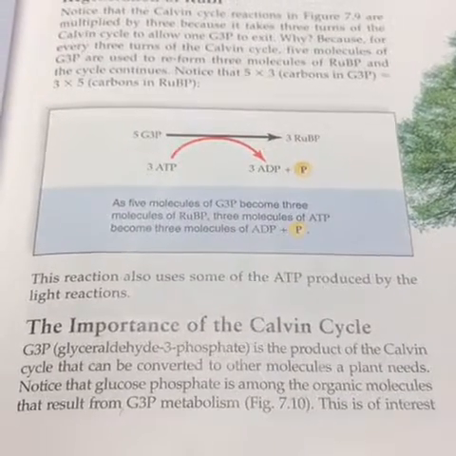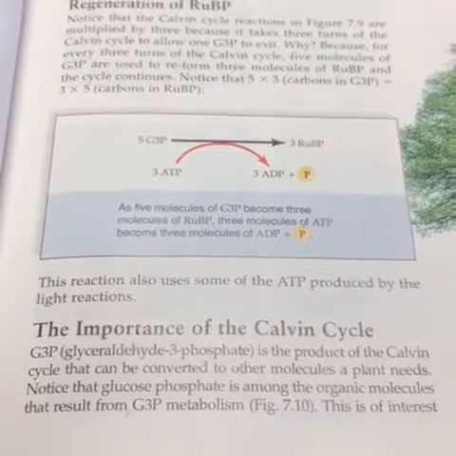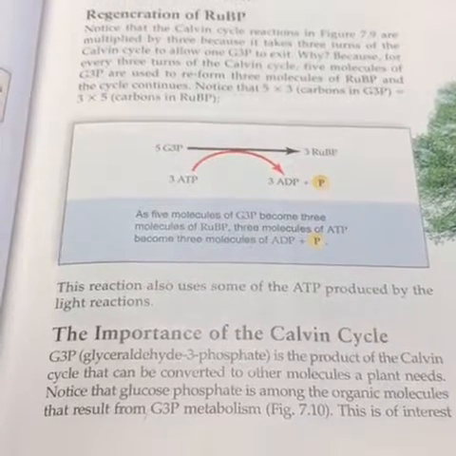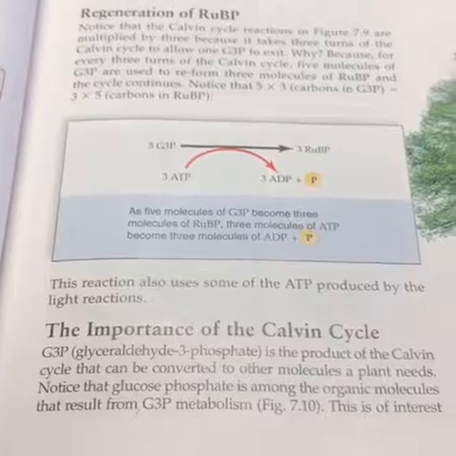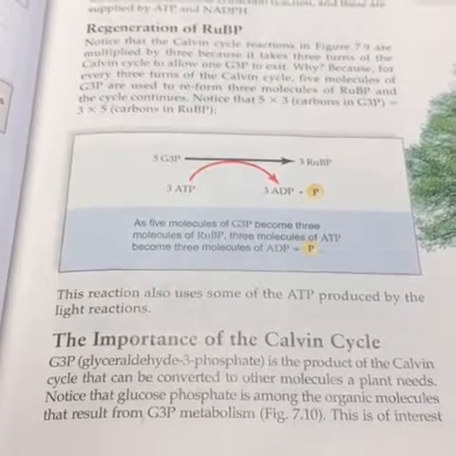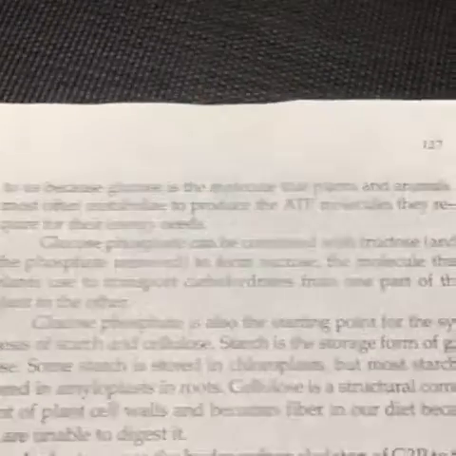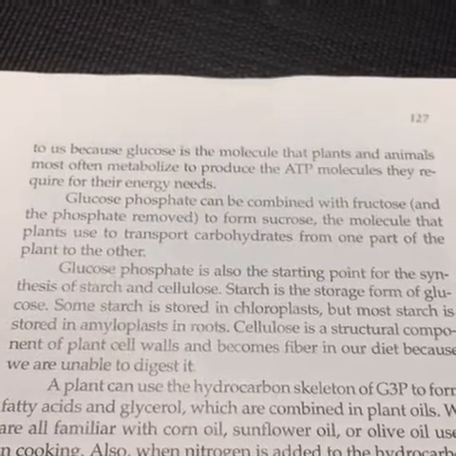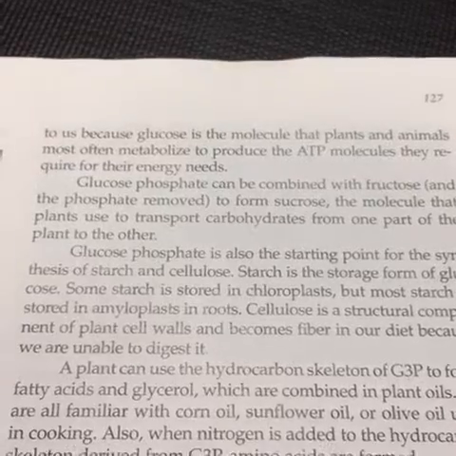The importance of the Calvin cycle. G3P, glyceraldehyde 3-phosphate, is a product of the Calvin cycle that can be converted to other molecules a plant needs. Notice that glucose phosphate is among the organic molecules that result from G3P metabolism, figure 7.10. This is of interest to us because glucose is the molecule that plants and animals most often metabolize to produce the ATP molecules they require for their energy needs.